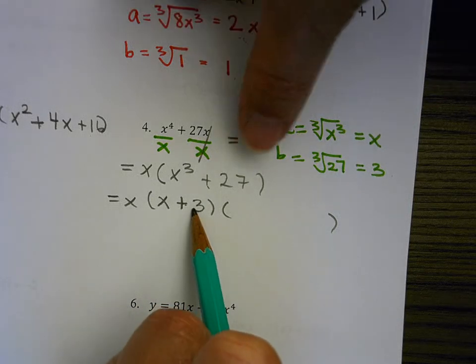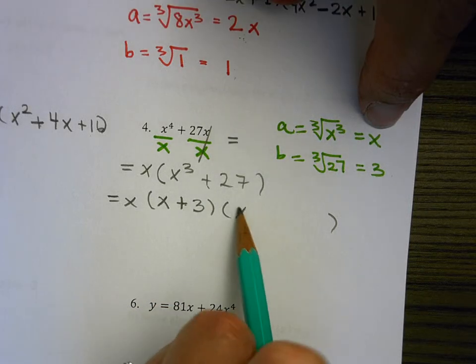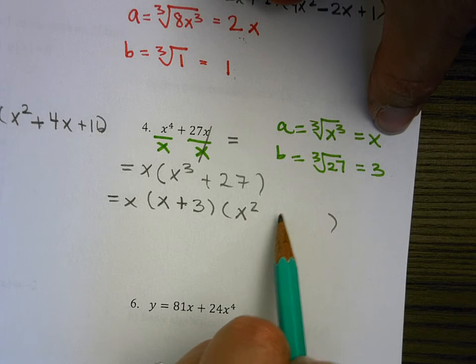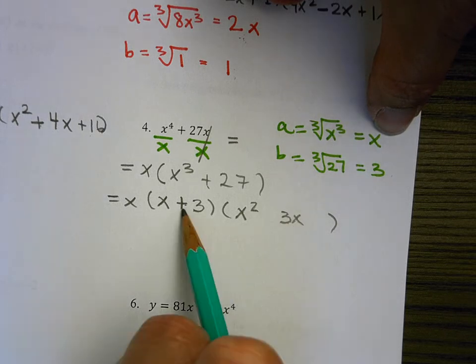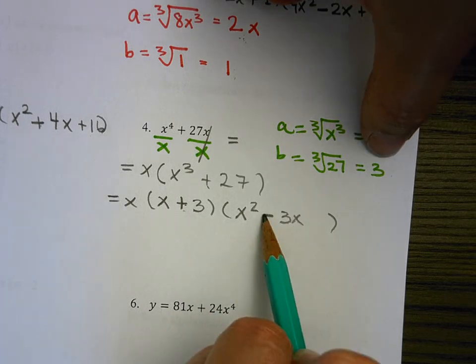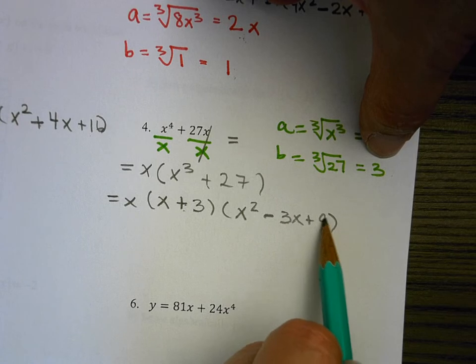And then I'm going to square, so x times itself. And then I'm going to multiply, but opposite, and then square, so 3 times 3, and then always positive.